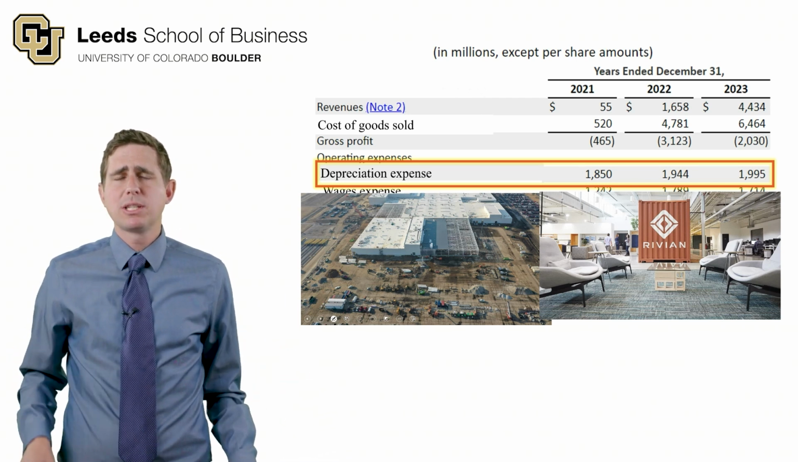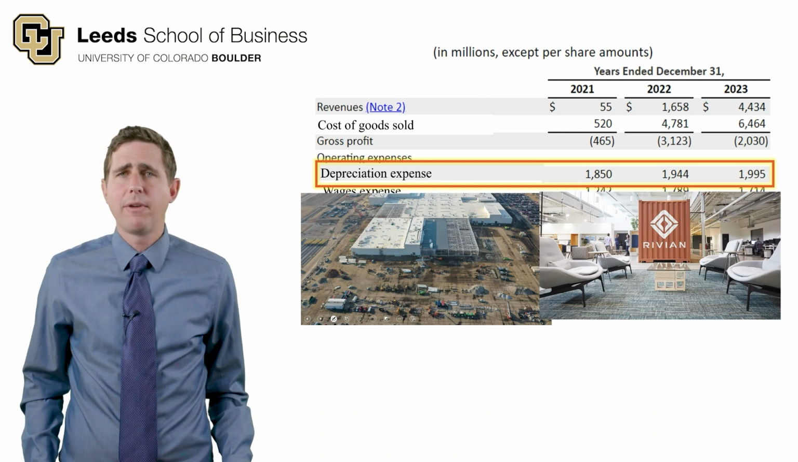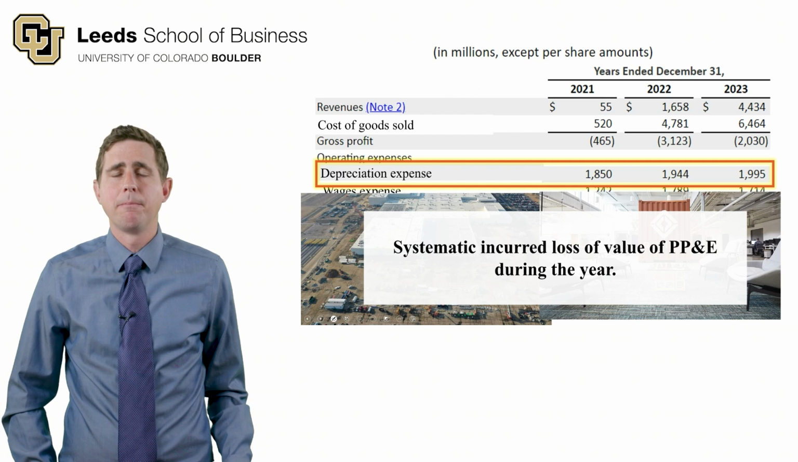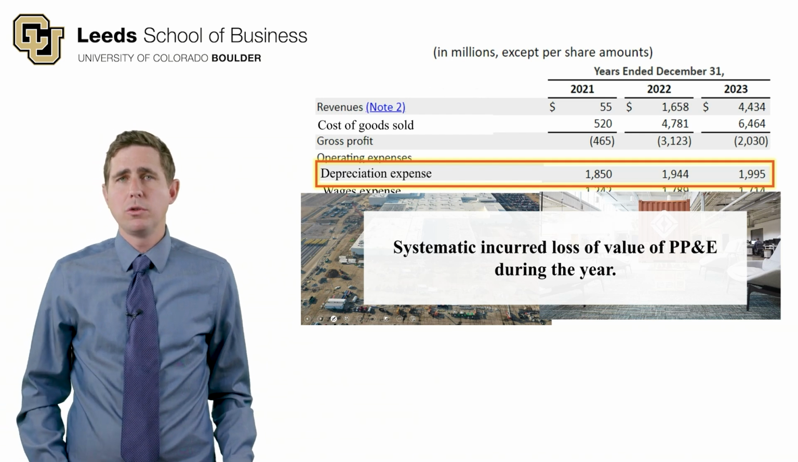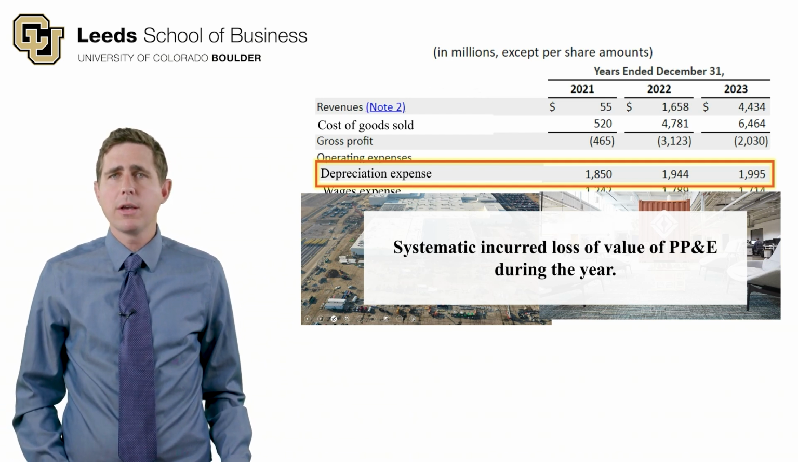So depreciation expense is the systematic loss in value of your property, plant, and equipment due to the passage of time. And here's the definition we'll use going forward: systematic incurred loss of value of PP&E during the year presented.